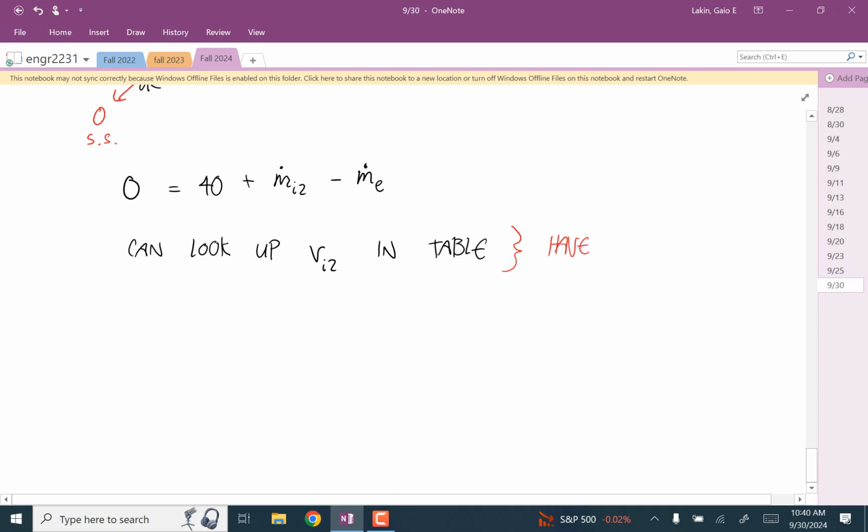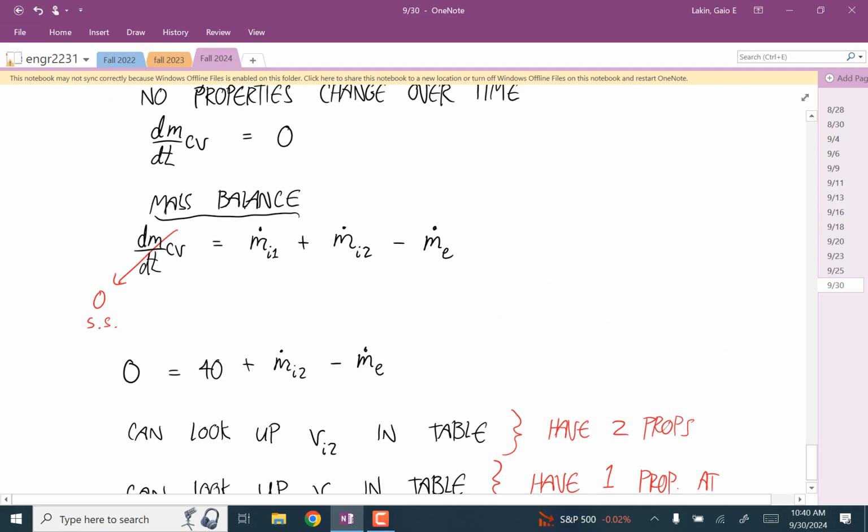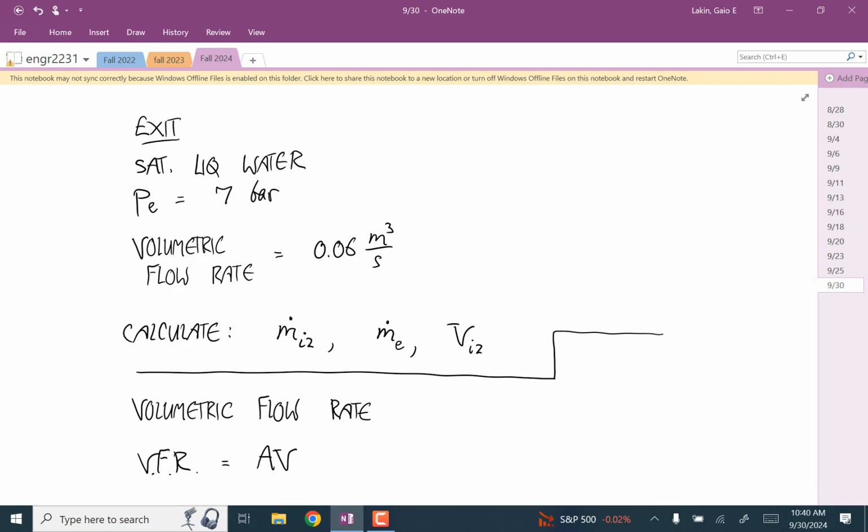So this is because we have two properties. We can look up v at the exit in a table, and that's because we have one property at saturation. So let's first go to the exit. We have the volumetric flow rate.